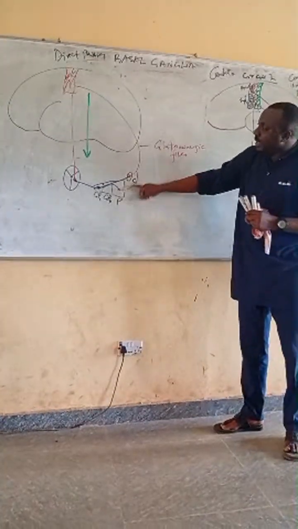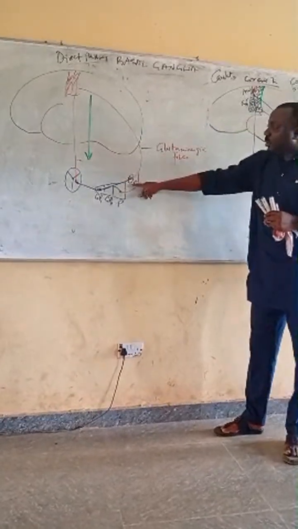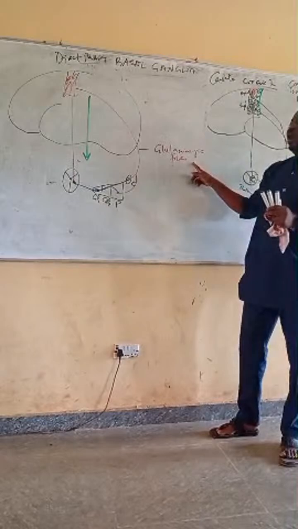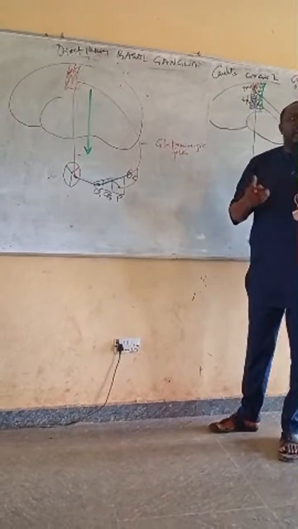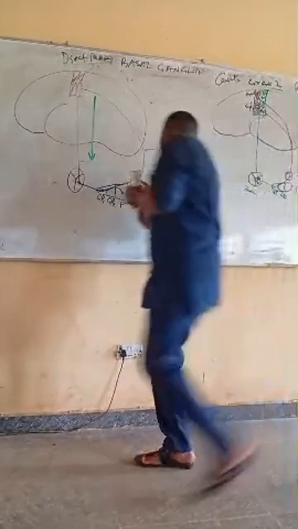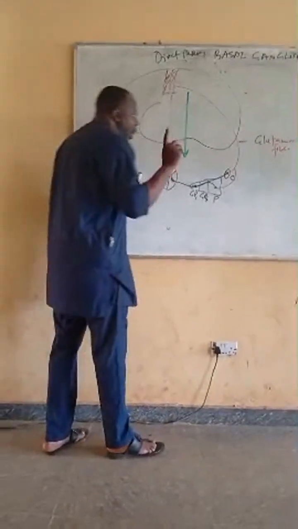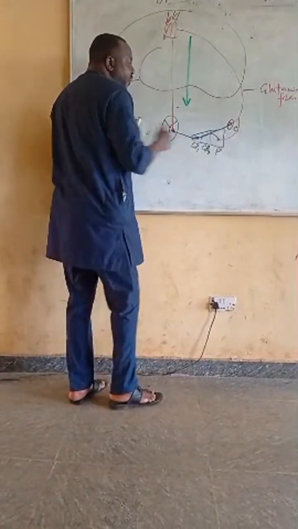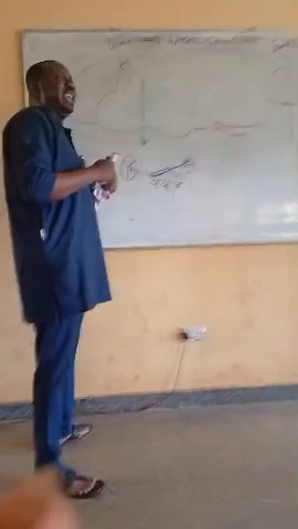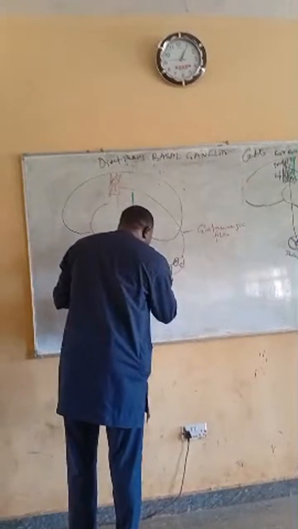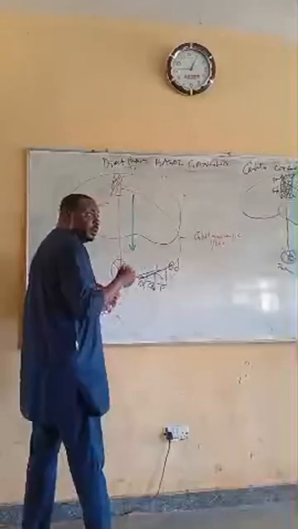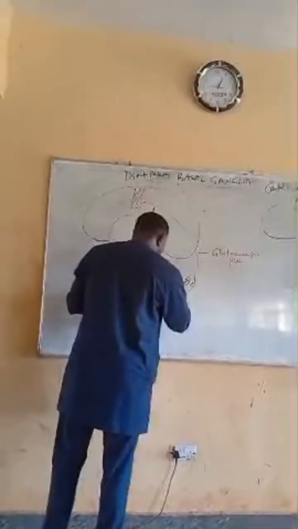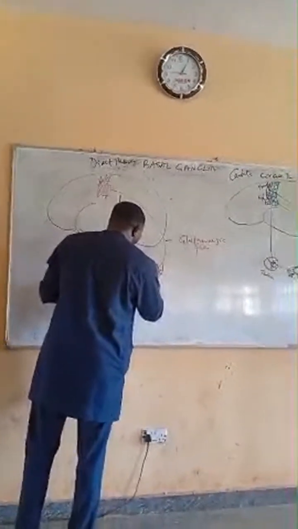Now, information will be sent to the striatum via a fiber that is called the glutaminergic fiber or the glutaminergic pathway. Now, the striatum, which comprises the caudate nucleus and the putamen, will send information down to the globus pallidus internus via another pathway called the GABAergic pathway. This blue one is called GABAergic.